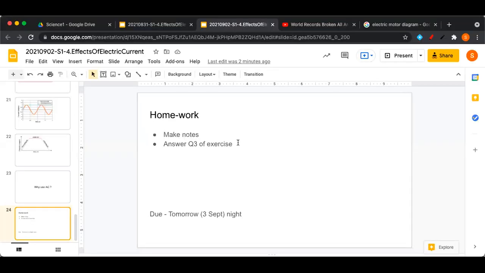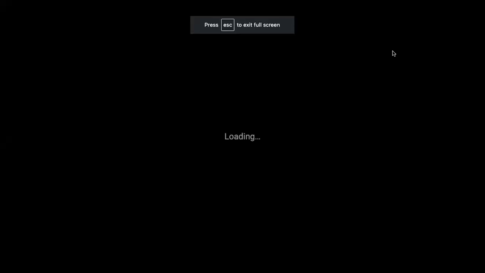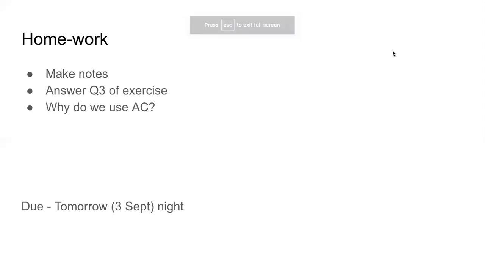So this will be your homework. You will complete the notes. We studied a lot of theory today. You will answer just one question from exercise, which is question number 3. It's a multiple choice question. It will not take more than 30 seconds. And then you will find out why do we use AC, right? And when you are finding the answer to this question, remember, you are not stopping at just saying less energy loss, cheaper. You need to find out why less energy loss, why it is cheaper. Complete it latest by tomorrow night.